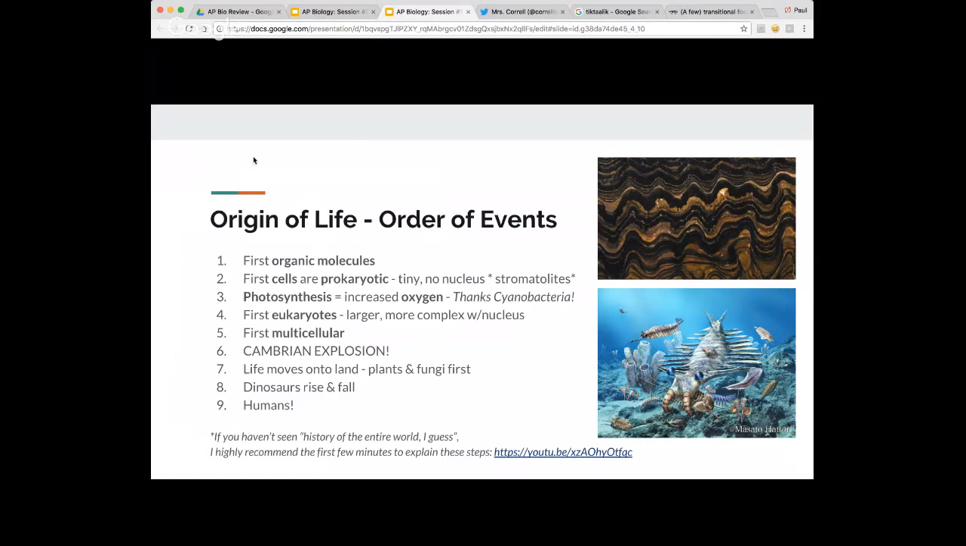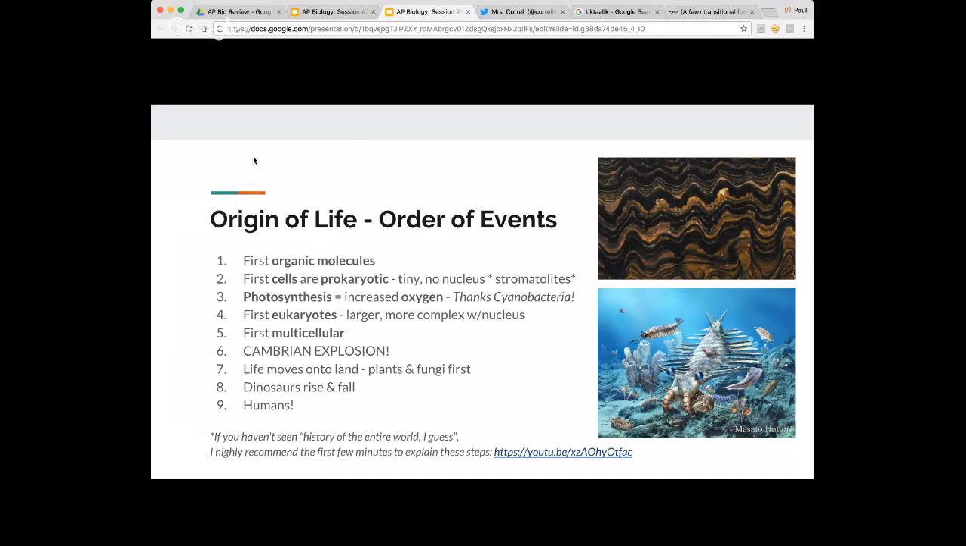So first thing that had to happen was, remember, Earth is like this rocky, angry ball 4.5 billion years ago. And eventually it cools down a little bit. But in the meantime, something happened, and we don't 100% understand. You may have heard of the Miller-Urey experiment or the Oparin and Haldane experiment, but basically something happened in that early atmosphere that allowed for the production of the earliest organic molecules, things like carbohydrates, proteins, lipids, nucleic acids.